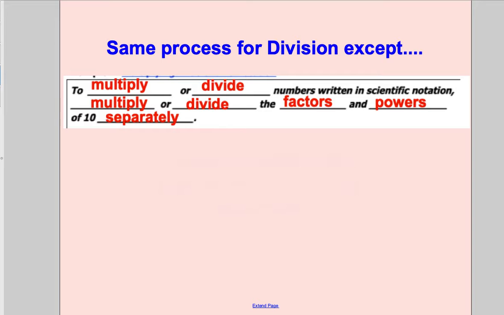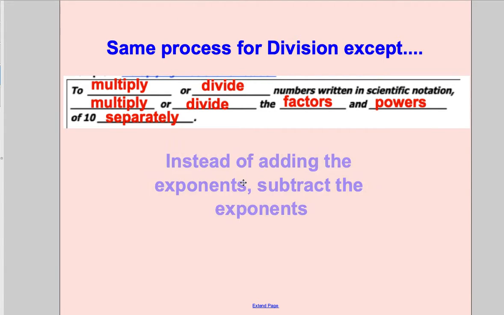Here we go. Division. When you're dividing, you will be using the quotient of powers property as well as the product of powers property. So it is almost the exact same process, but when you're using the quotient of powers property, you will be subtracting the exponents first. Okay, let me show you what that looks like.